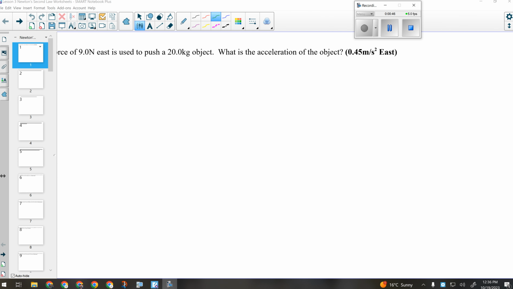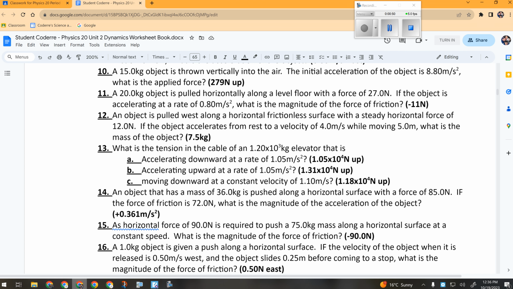What I want you working on right now, because there's a couple of really good questions in here, are questions 10 to 14. You have a couple of elevator questions in there, so pay close attention to those. We know how to do those, right? But 10 to 14 for right now, and there'll be a couple there that we'll go over as a class.